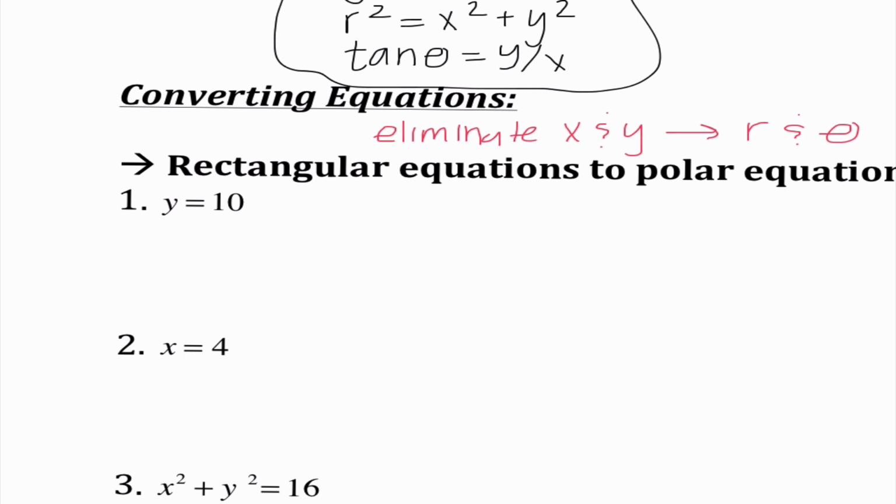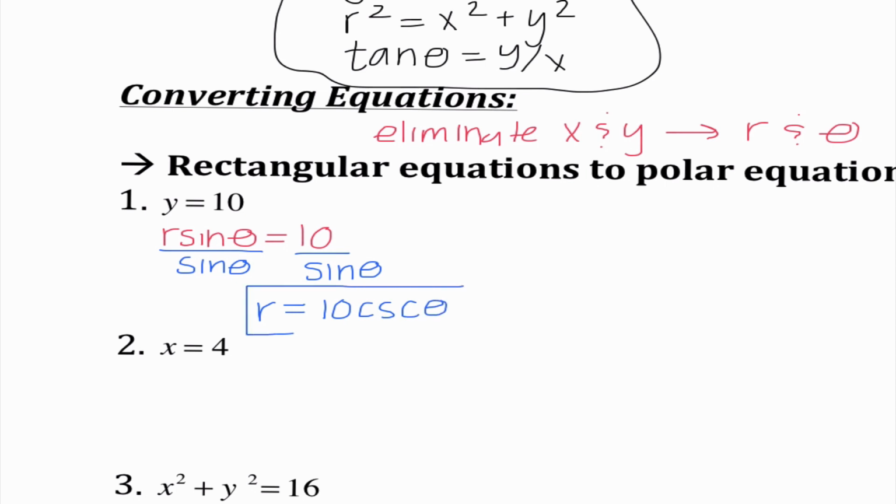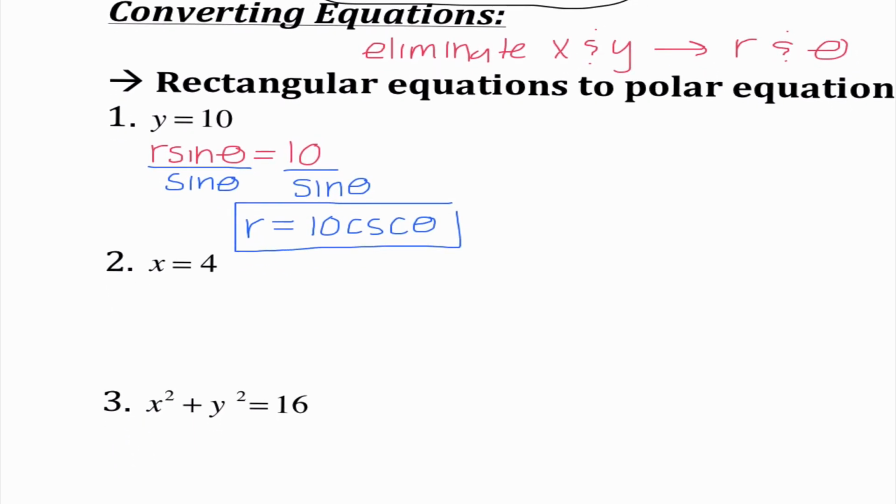So, this first one, y equals 10, I'm going to replace y with r sine theta. So I have r sine theta equals 10. We want to isolate r here, so I'm going to divide both sides by sine of theta. So I end up getting r equals 10 over sine theta. I know 1 over sine is the same thing as cosecant because we have previously learned that sine and cosecant are reciprocals of each other. So our answer here would be 10 cosecant theta.